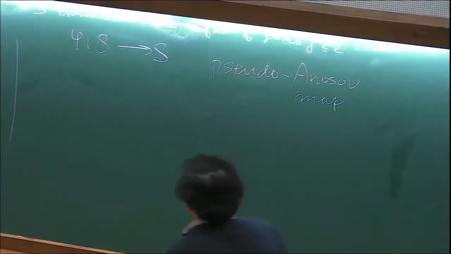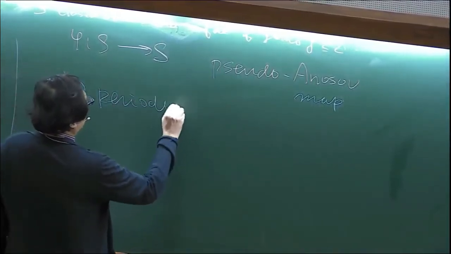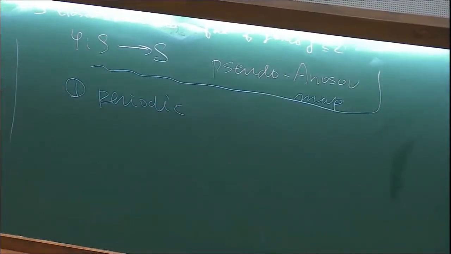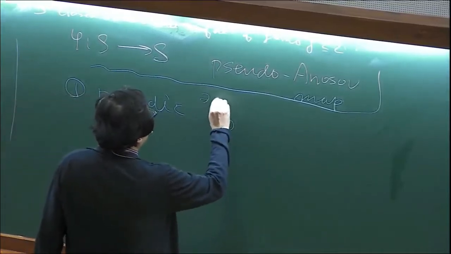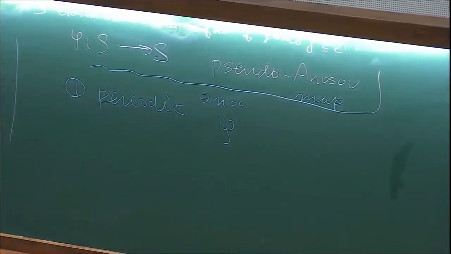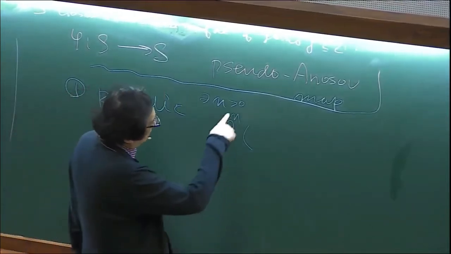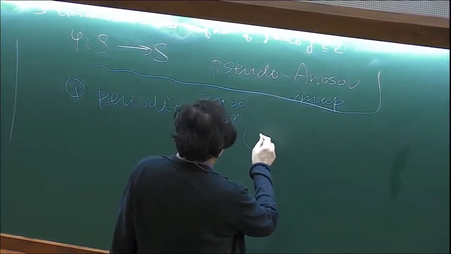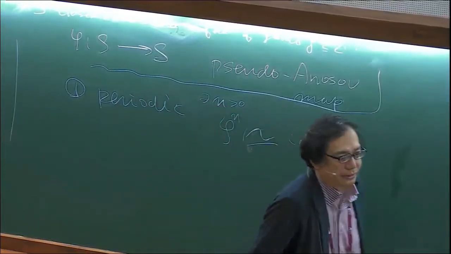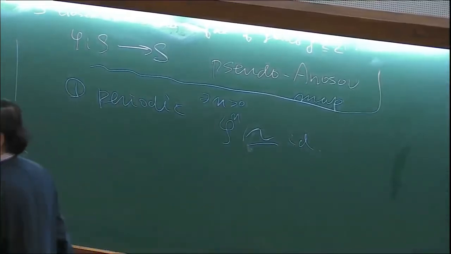So the first type is something called periodic. This is the start of the definition. Phi is called periodic if there exists a natural number n greater than 0 such that the n-th iteration of phi is homotopic or isotopic to the identity. So it's a definition up to isotopy or homotopy.